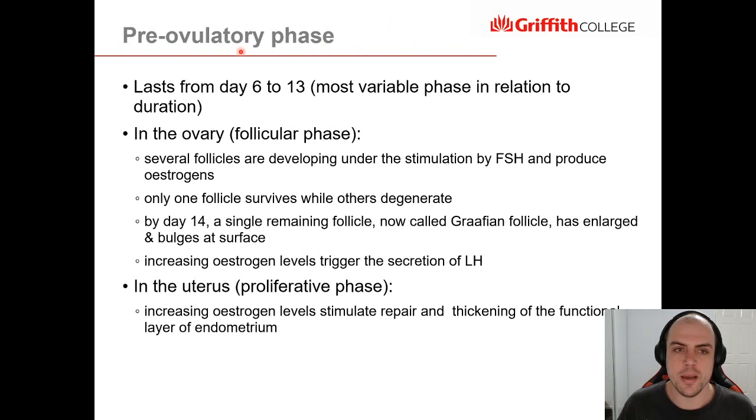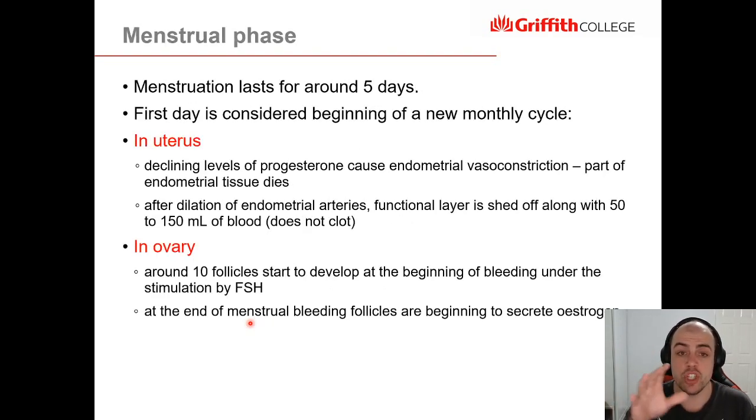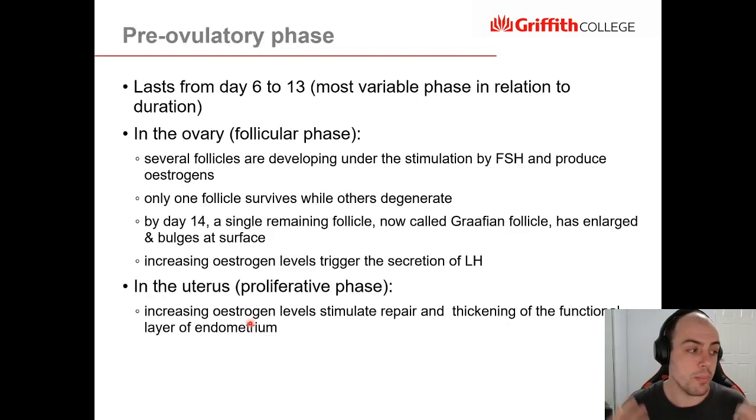There's a lot happening in this pre-ovulatory phase. Now, within the uterus, what we're seeing here is this increase in estrogen levels, which has been caused thanks to the release of this follicle-stimulating hormone. And what that is doing is essentially stimulating the repair and re-thickening of that endometrial layer, because it was shed before. It was just shed during this menstrual phase. So what we need to do now is essentially regrow and replenish that outermost layer to prepare for potential implantation in this next cycle here.